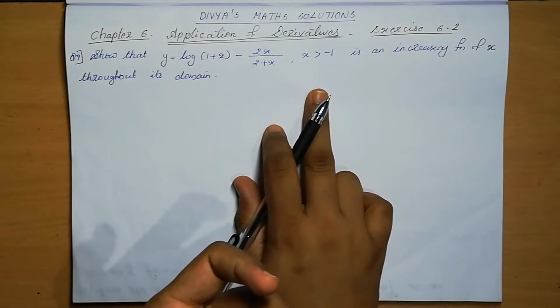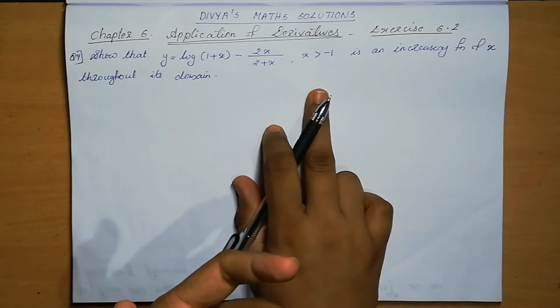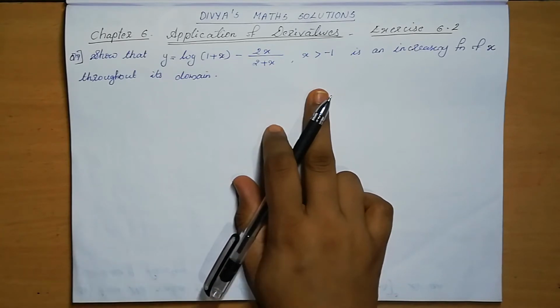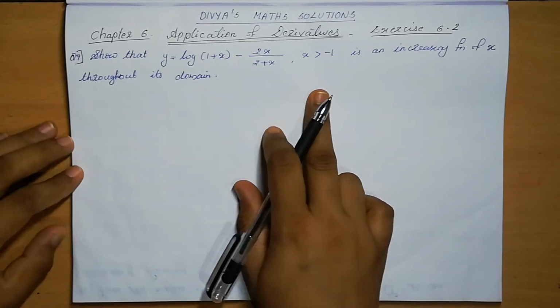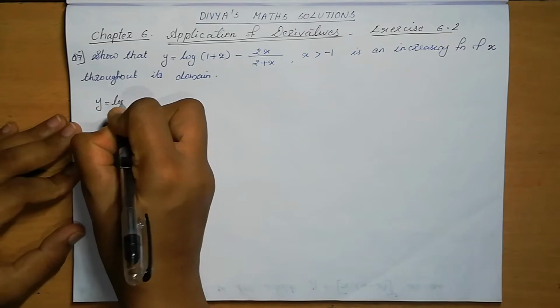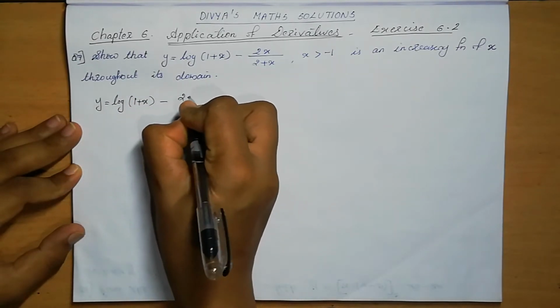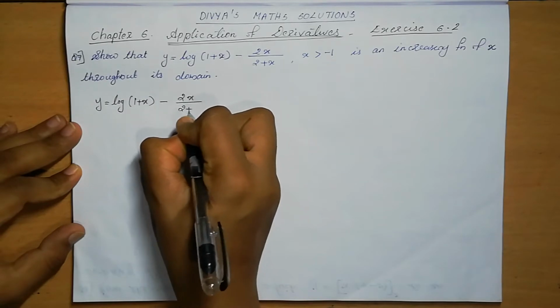That means what we need to check? We need to check the first derivative of the function. If it is greater than 0, what can we conclude? The function is increasing throughout its domain. So what is the value given? y equal to log of (1 plus x) minus 2x by (2 plus x).